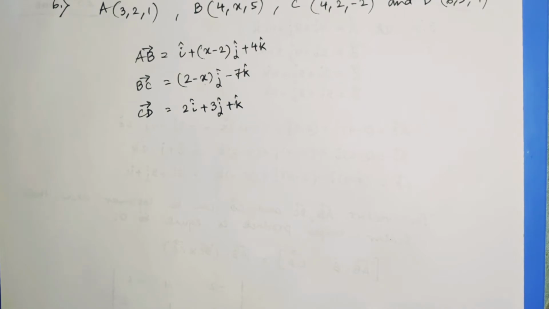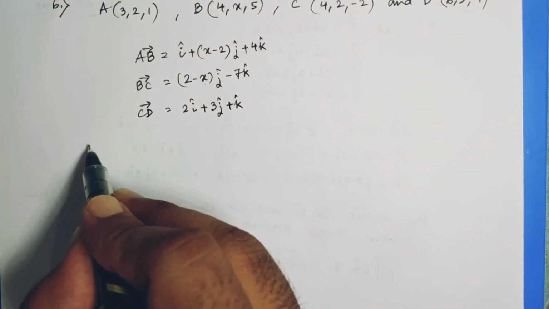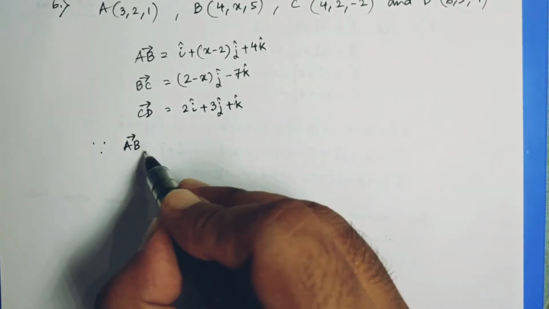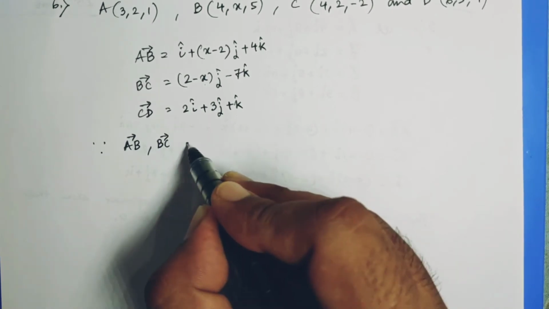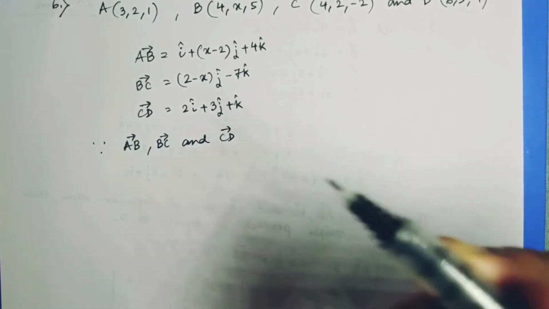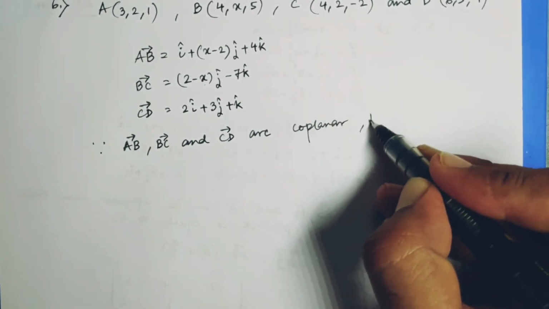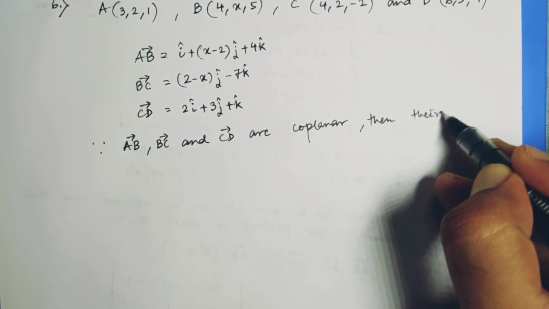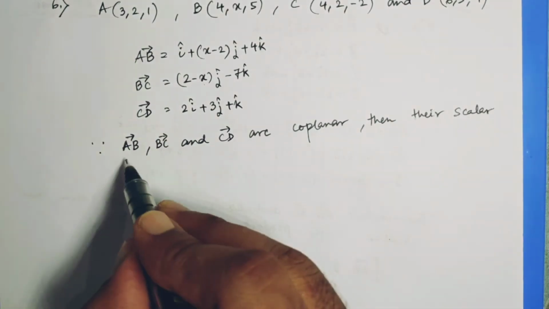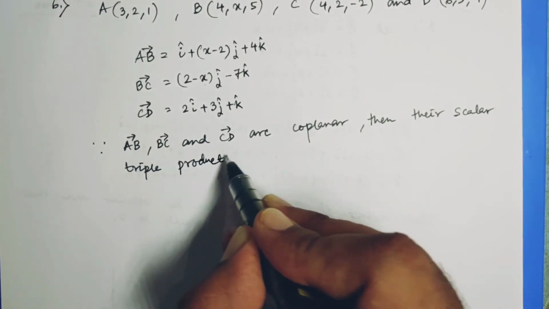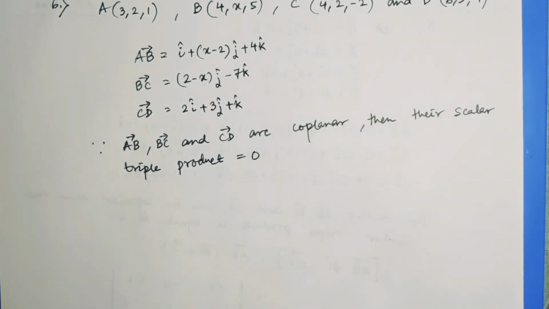Understood? Now if these points are coplanar, since AB, BC and CD are coplanar, then their scalar triple product is equal to 0. One thing you might be confused about: the question says A, B, C, D are coplanar. They haven't said that AB, BC, CD are coplanar, right?